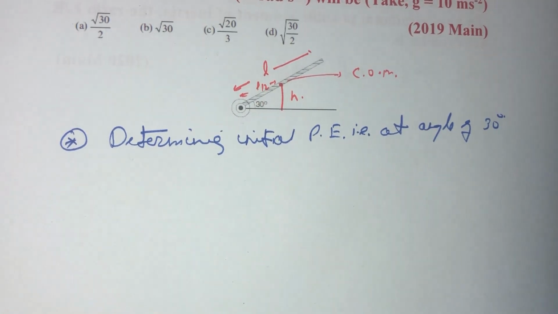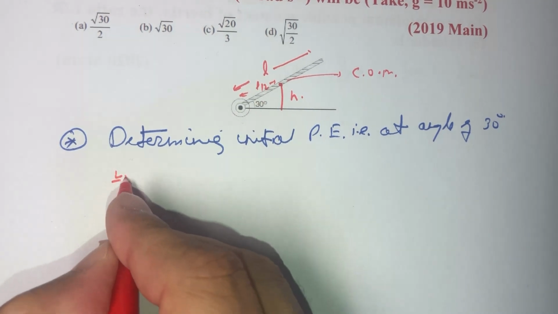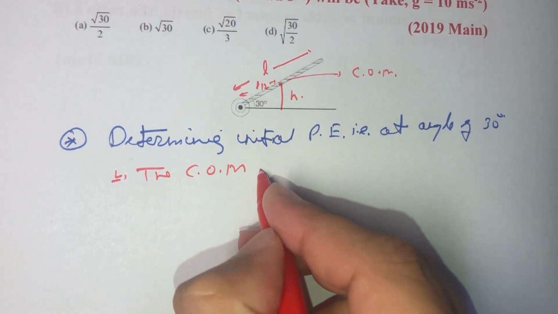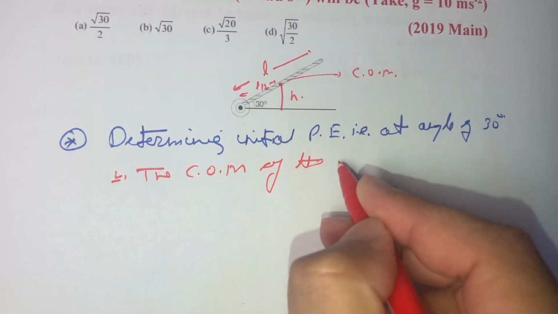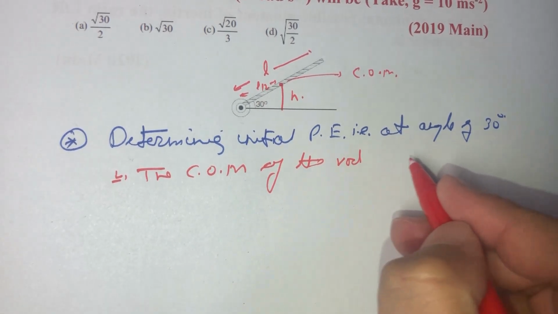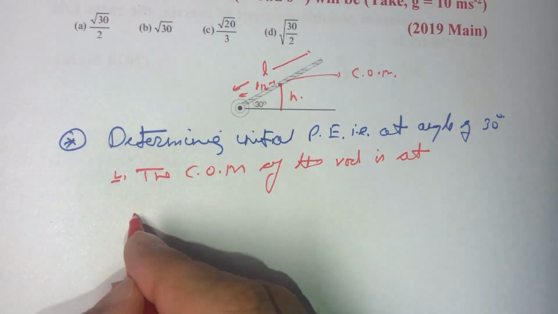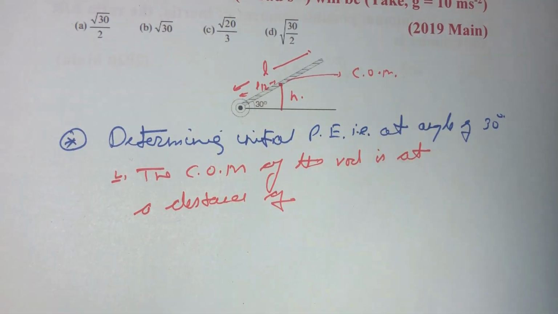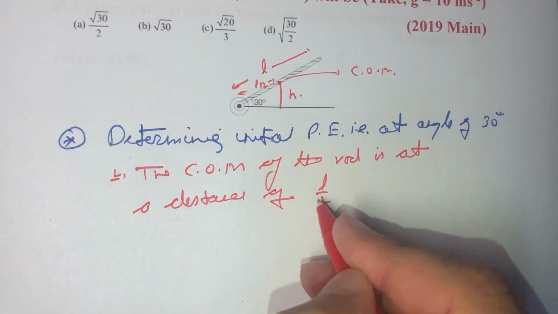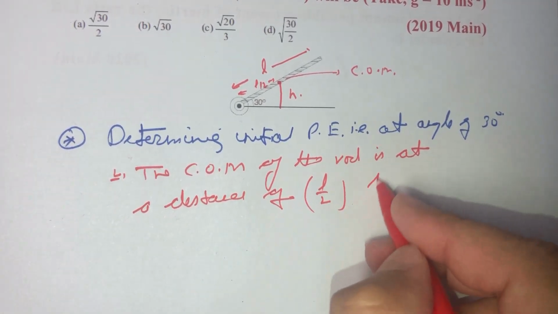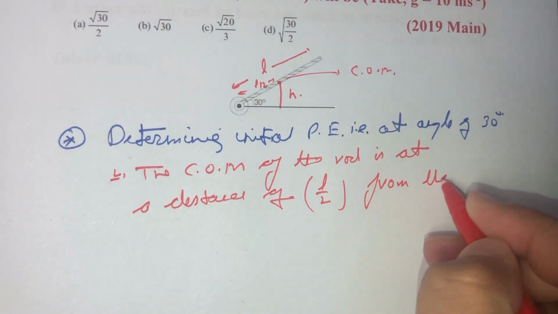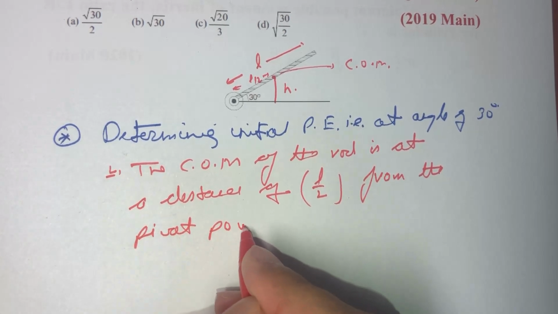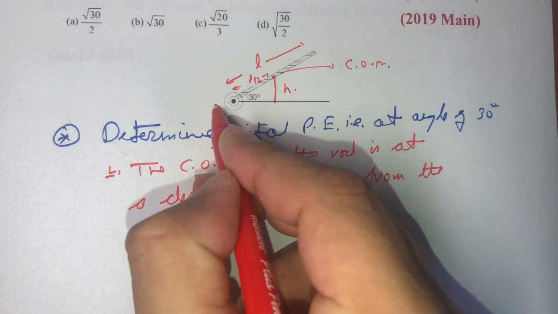So we can say the center of mass of the rod is at a distance of L by 2 from the pivot point, and let us call this point P.